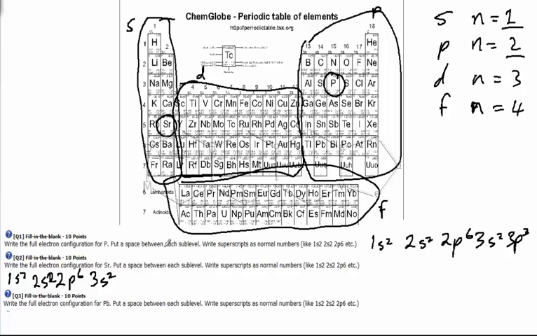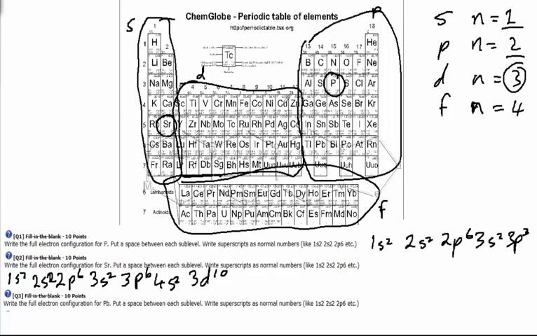Now we're going to hit this one. This will be 3p6 all the way over to argon. Then down here it'll be 4s2. Over to here it'll be 3d10. Now remember that the D's start at n equals 3. That's why I've got 3d here. And we go 1, 2, 3, 4, 5, 6, 7, 8, 9, 10.